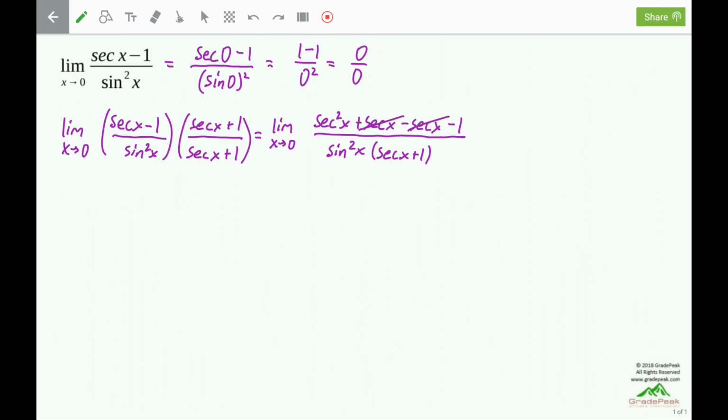Now the numerator has a Pythagorean trig identity available for it. The original version of it is tan squared of x plus 1 equals secant squared of x. And we can subtract 1 from both sides so that we have a secant squared of x minus 1 on the right, and you can see that equals tangent squared, and that's what we can replace the numerator with, is tangent squared of x.